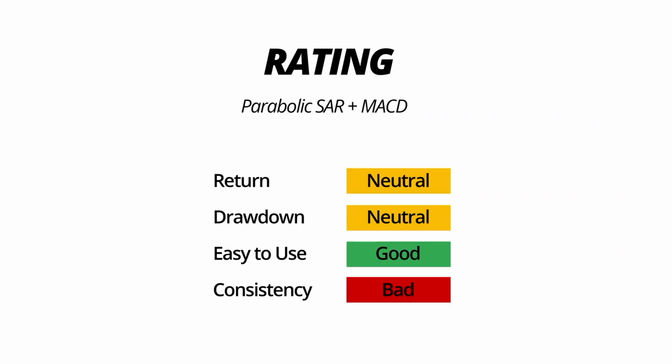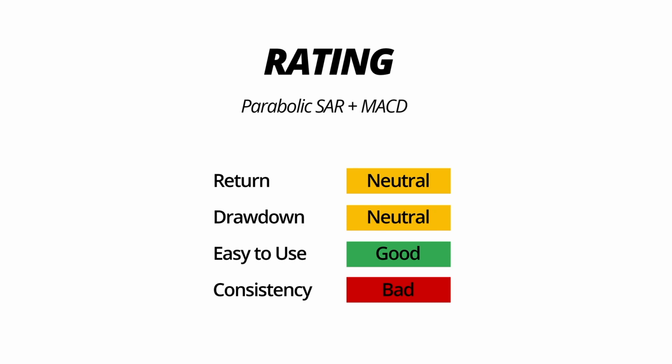Return, neutral. 23% is great, but compared to other strategies for the year 2020, it is more in the middle. Drawdown, neutral. Compared to the return, it's actually quite high. Easy to use, good. Entries and exits are very easy and could be automated.